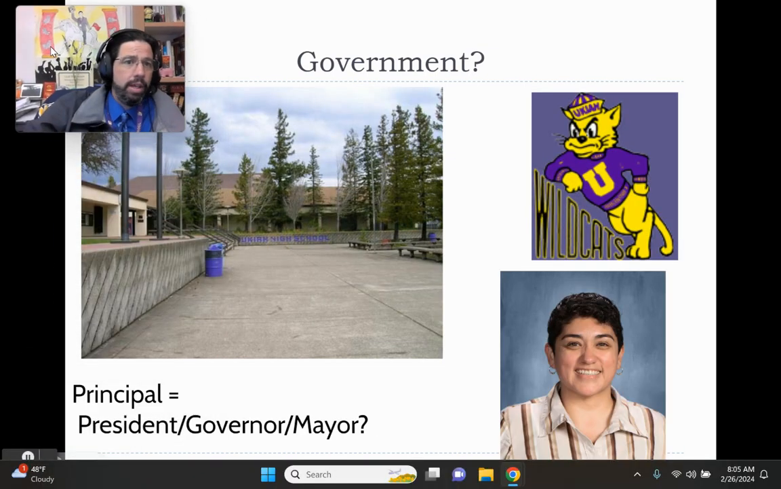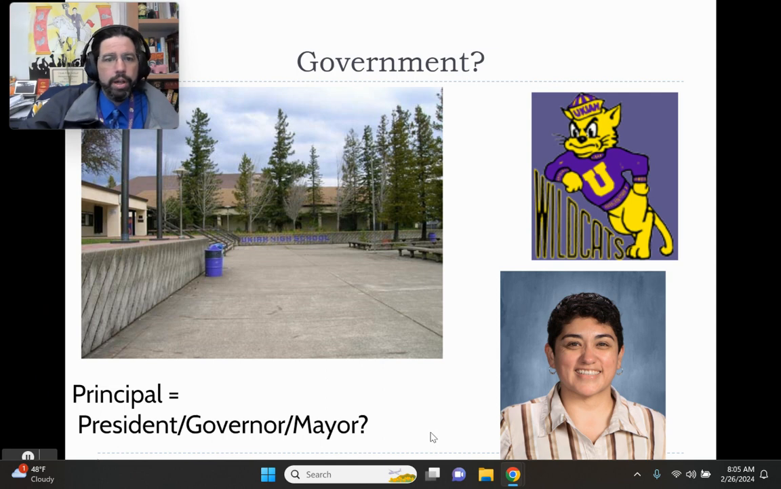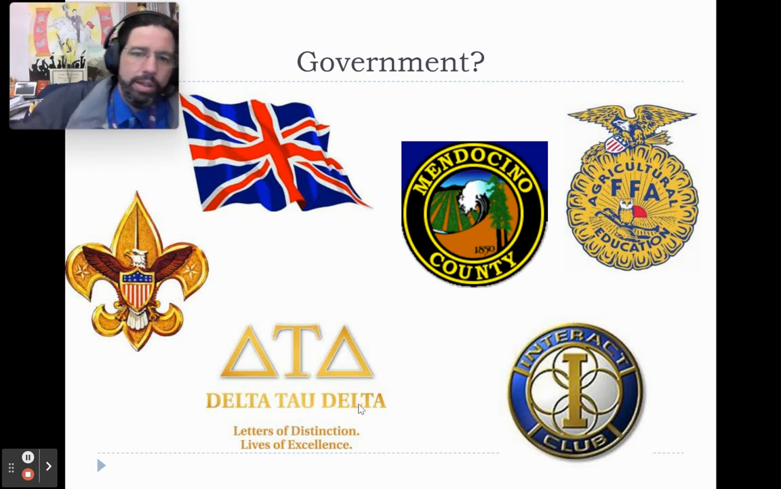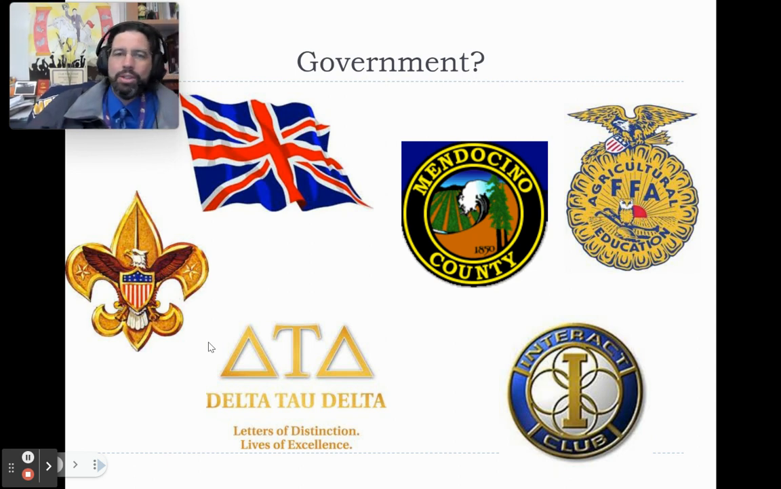What about the school? Would you consider the principal like a president or governor or mayor? Does the high school actually make and enforce laws? Well, kind of. There is a government at Ukiah High School. What about all these different things like clubs or the county or FFA or other countries? Heck, you have fraternities and sororities or Boy Scouts. Do they have governments? And the answer is they do. Any organization that makes and enforces laws is a government.